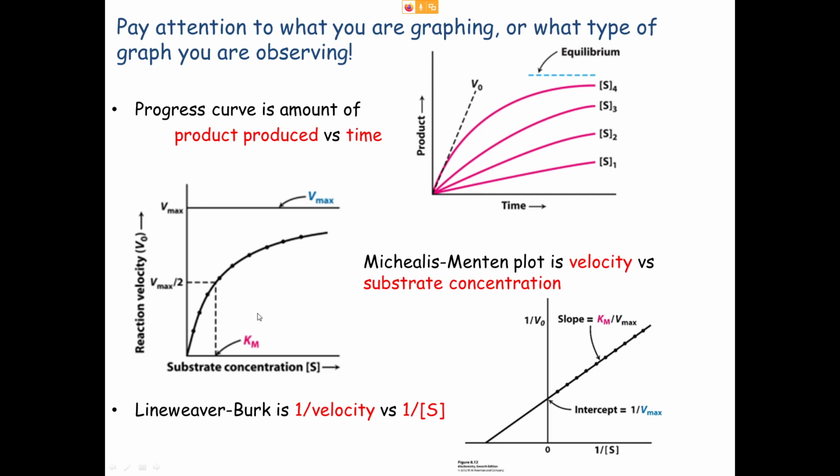Okay? And if we take this graph and do a linear transformation, we arrive at our straight line, Lineweaver-Burk plot, right? Just like we did on the previous slide. So again, this is 1 over V versus 1 over S. It's showing the same data that this graph shows, but it's a straight line now. So pay attention to what you're looking at when you're looking at a graph. Look at the axes first. What is it describing?